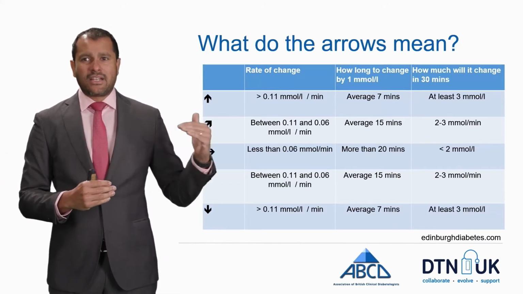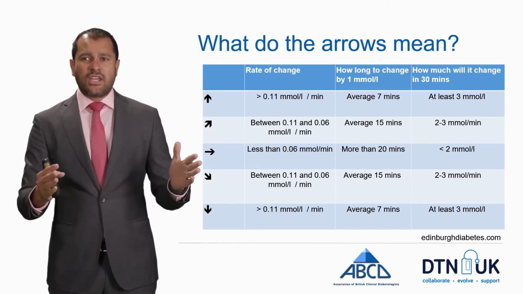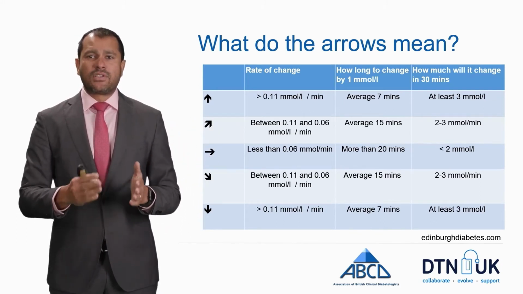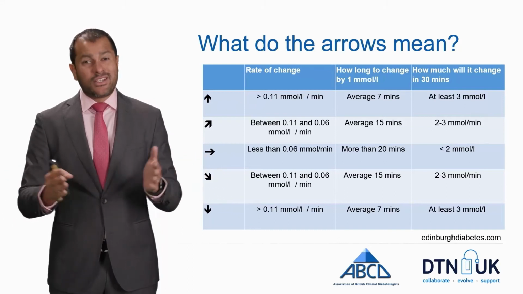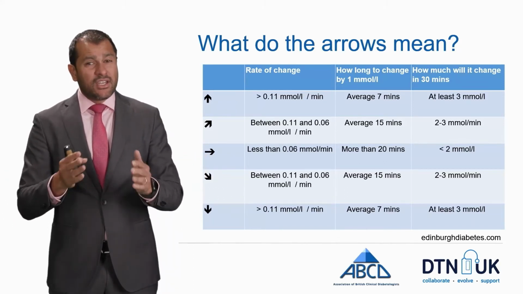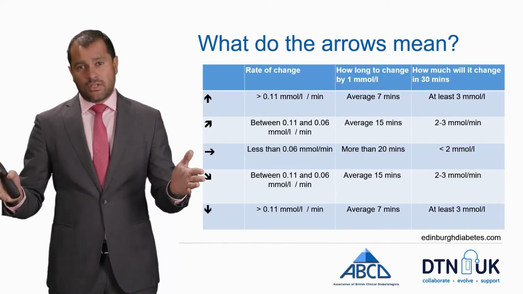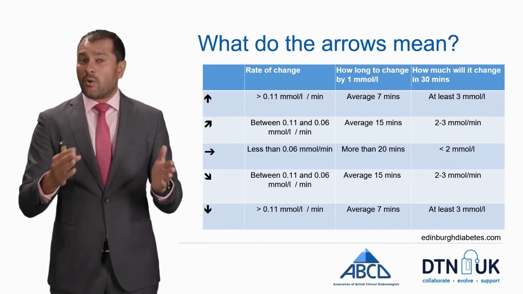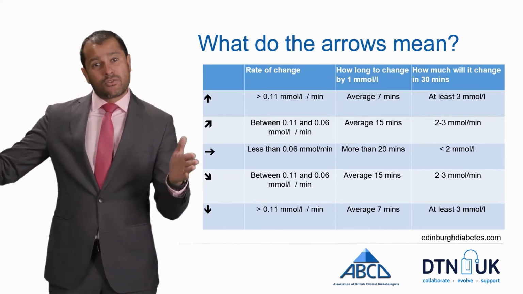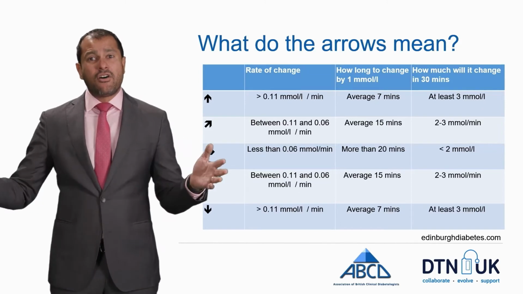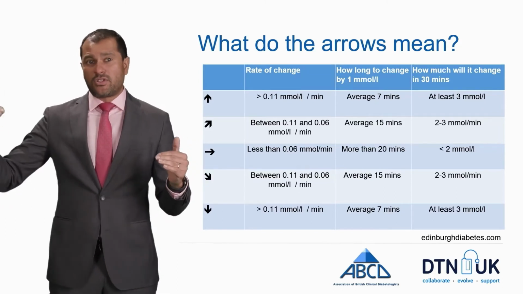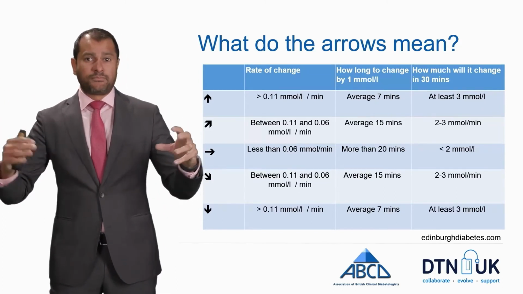If the arrow is flat, it means the rate of change is less than 0.06 millimoles per minute. It doesn't mean that you're not changing, it just means that you're changing very little. And so you may change by 1 millimole over about 20 minutes or so. And in the next half hour, you're unlikely to be more than 2 millimoles away from where you are.